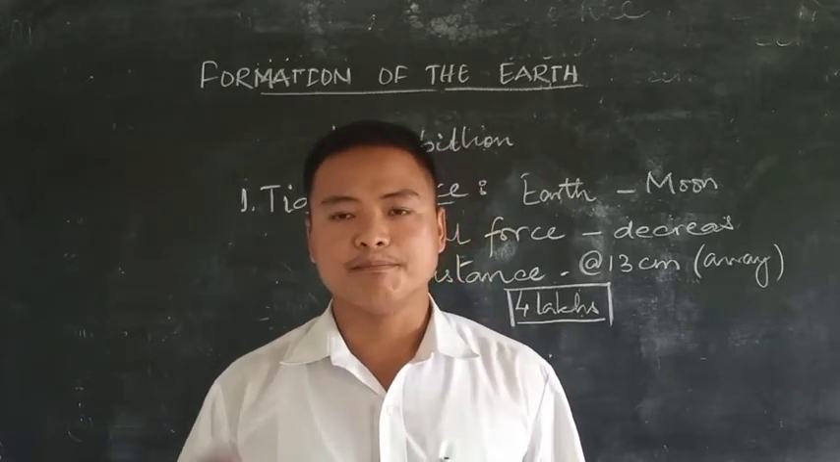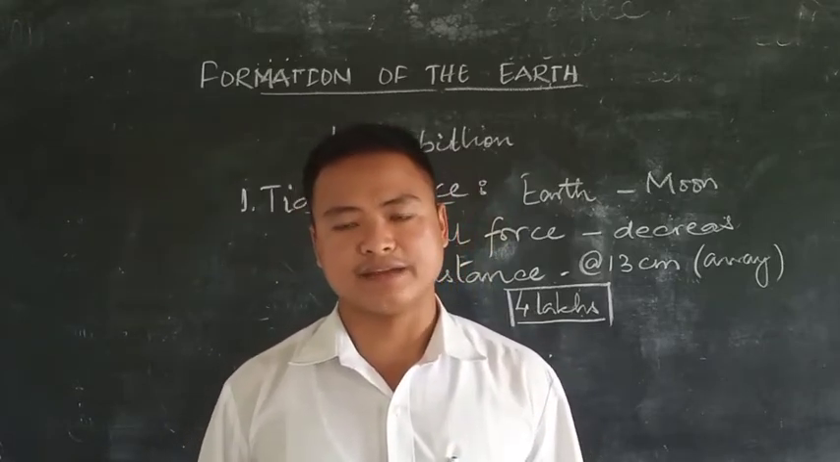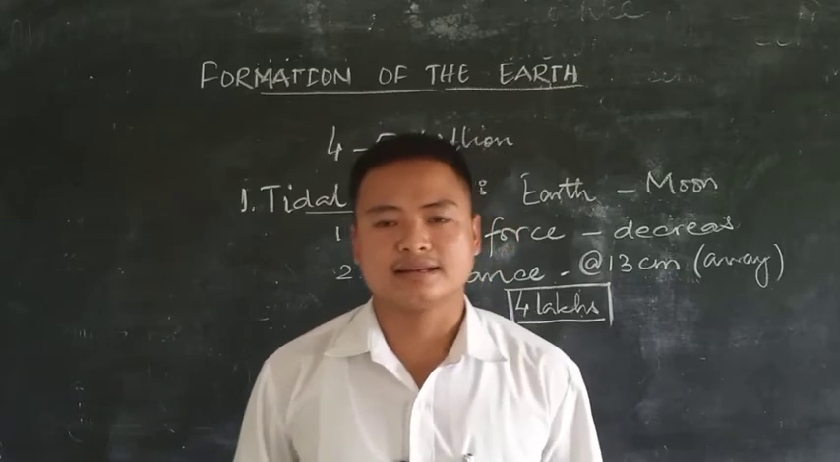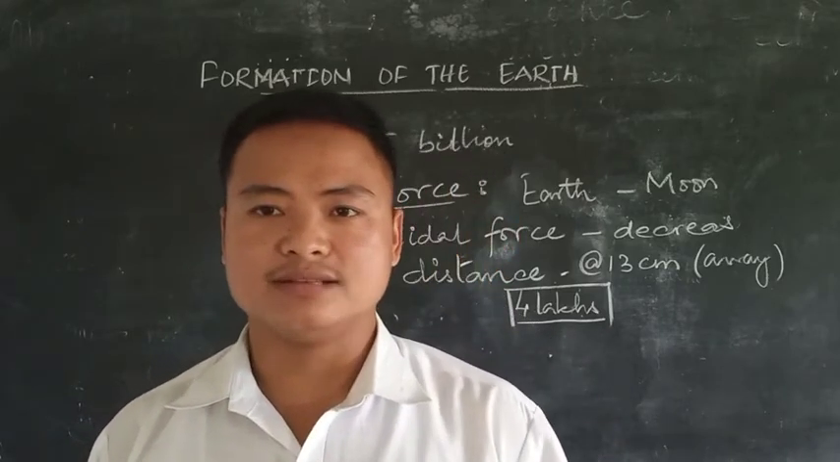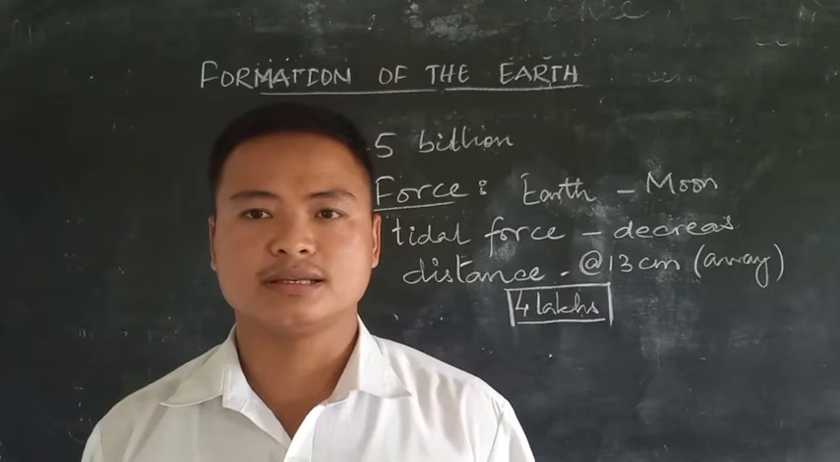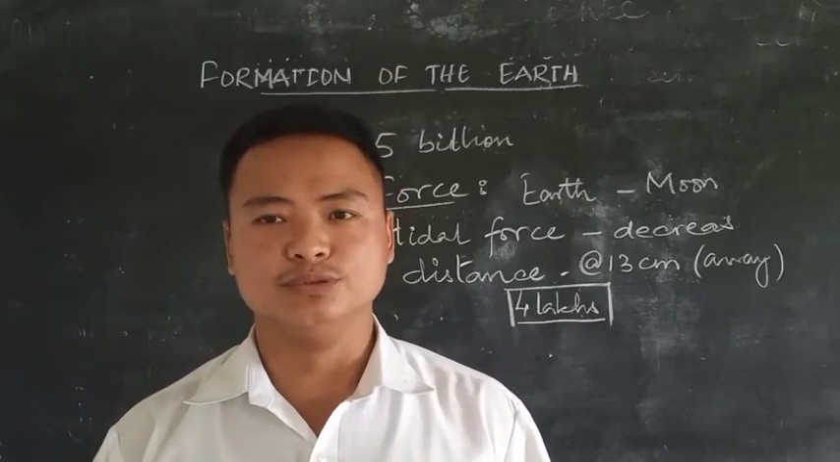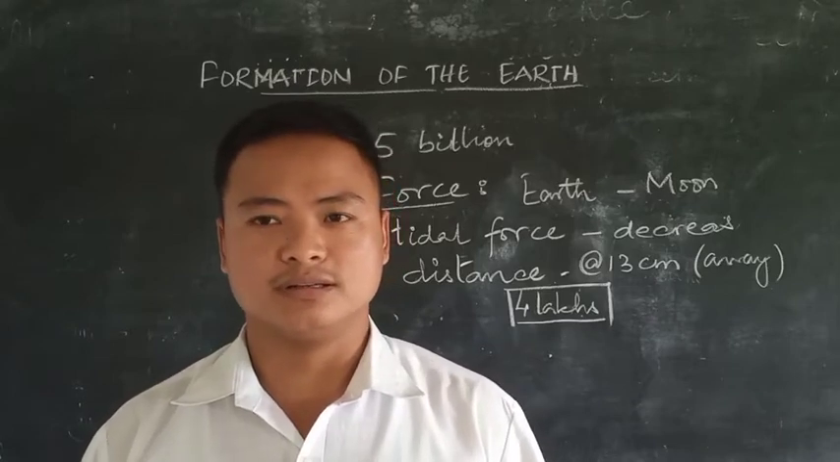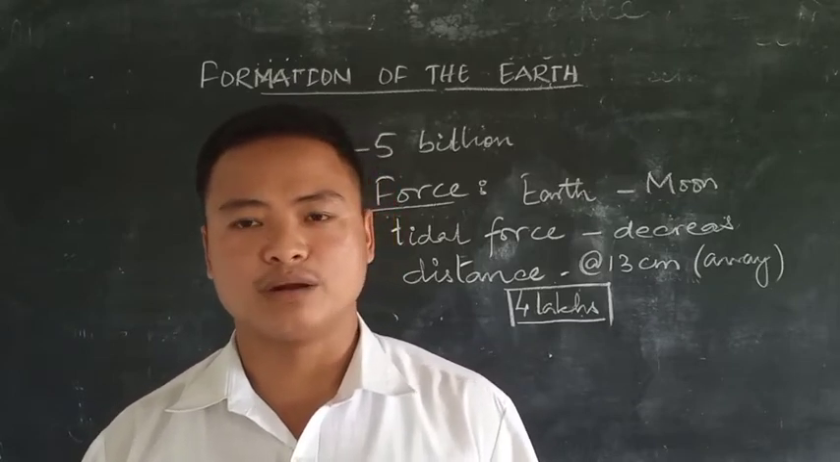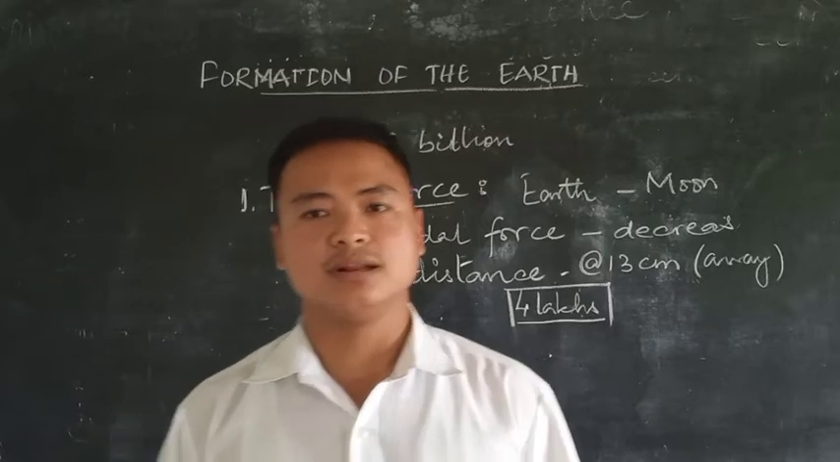Hence, based on this distance factor, it is believed that the age of the Earth is 5 billion years, because it took some time for the Moon to come out of the Earth as an extracted part of the Earth to form its natural satellite.